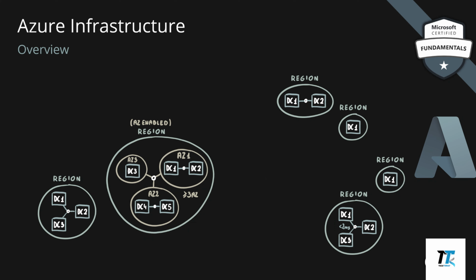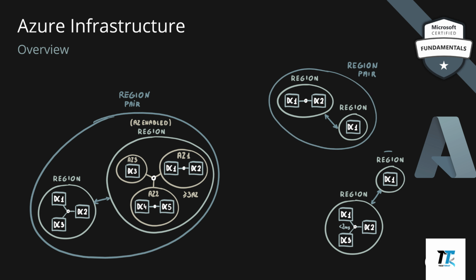But what happens if there's a region-level failure? If the entire region goes down, then it doesn't matter if you did use availability zones. For that reason, Microsoft also created region pairs. So each region has a region pair. Paired regions are at least 300 miles away from each other to ensure that there's enough distance to cover the natural disasters like floods, storms, earthquakes, and similar things.